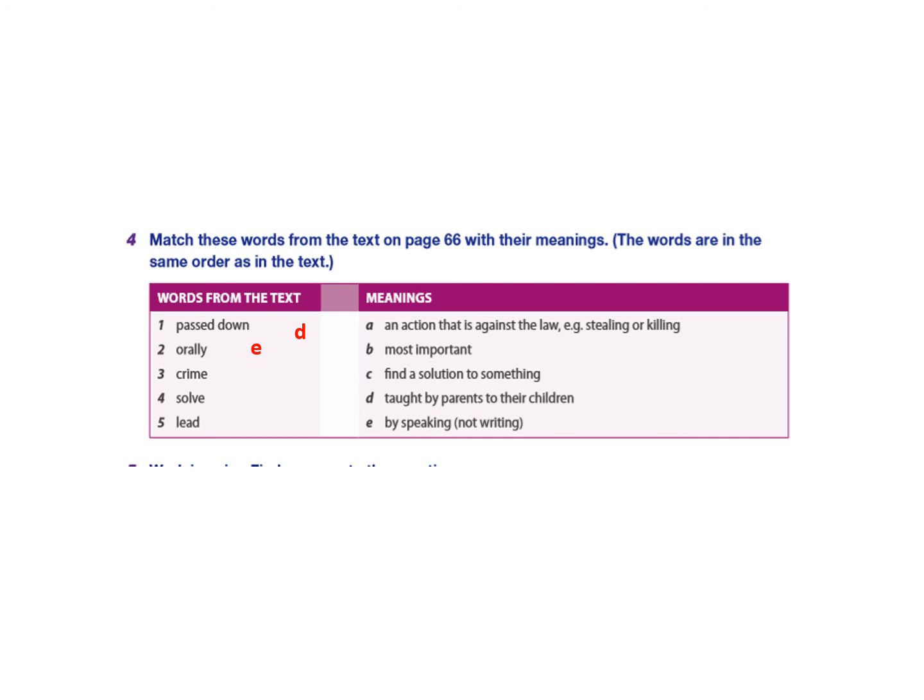Number 3, cry, matches with A, an ancient that is against the law. Example, stealing or killing. Number 4, solve, matches with C, find a solution to something. And the last one is lead, matches with yes, B, most important. Now check your answers, my student, and try to correct the mistakes.